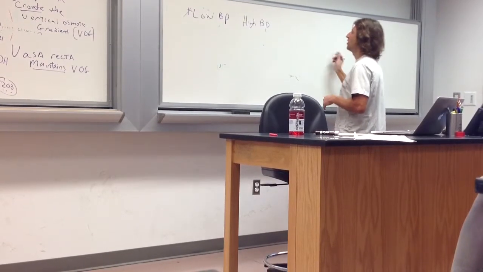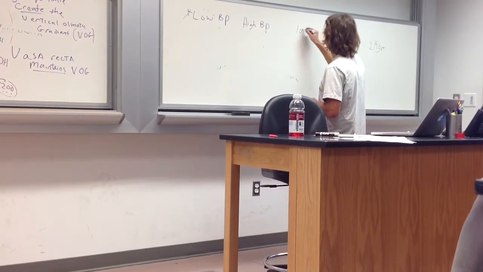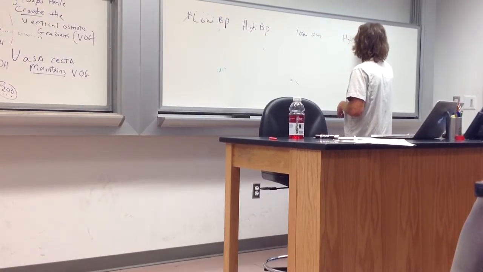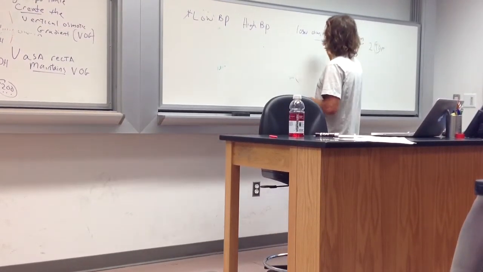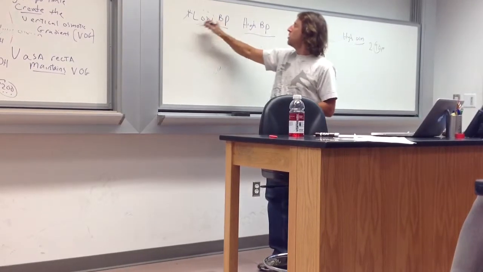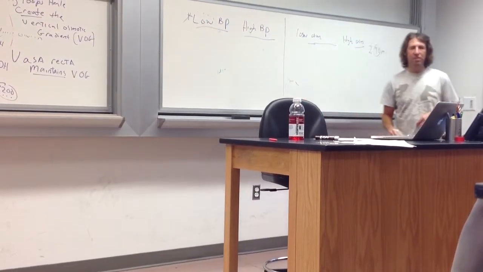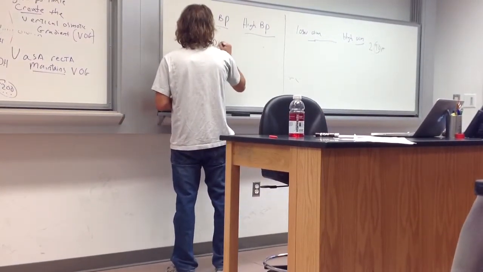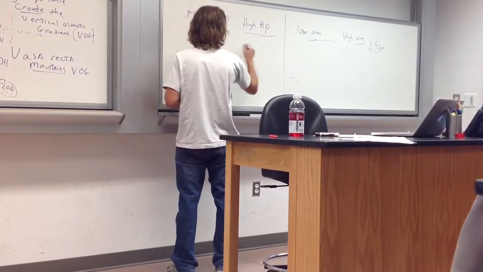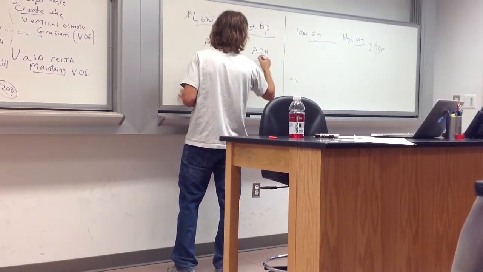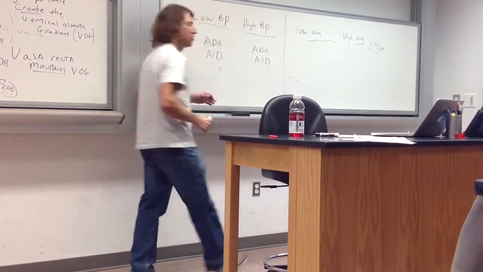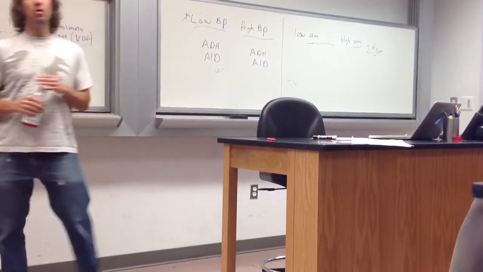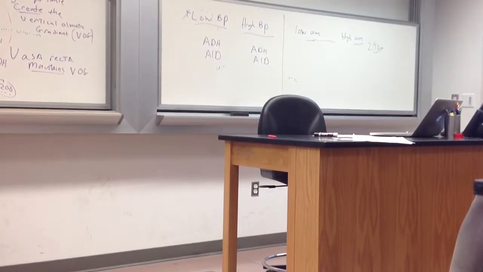Low blood pressure, high blood pressure, low osmolarity, high osmolarity. With the blood pressures being the main controls over this, I'm leaving the space because we know what's coming. We're writing ADH, aldosterone, ADH. Let's just do those first. So, low blood pressure, ADH.